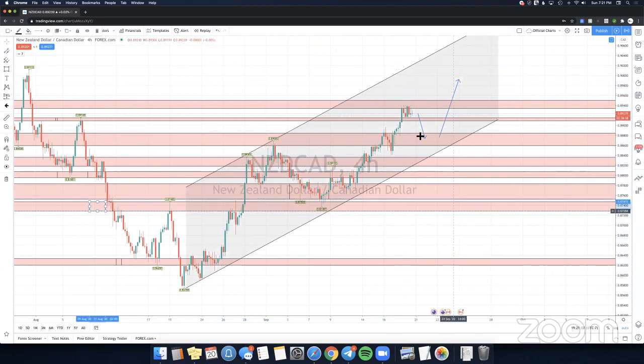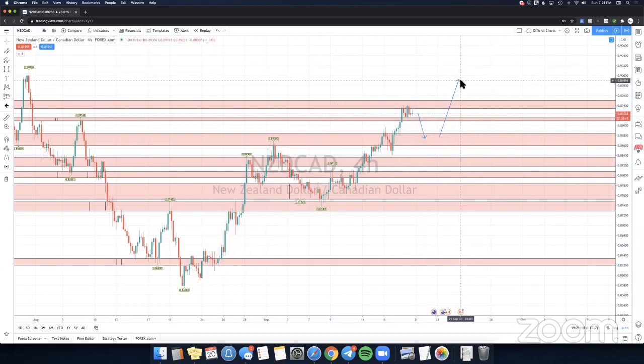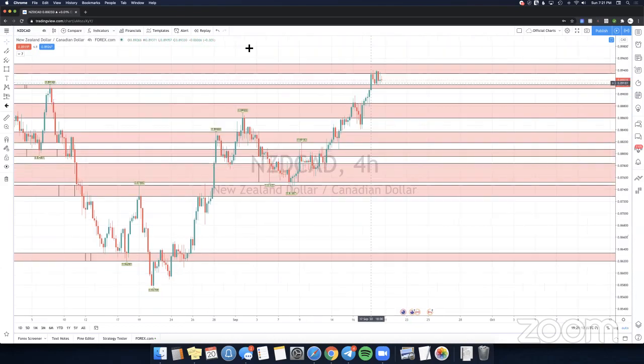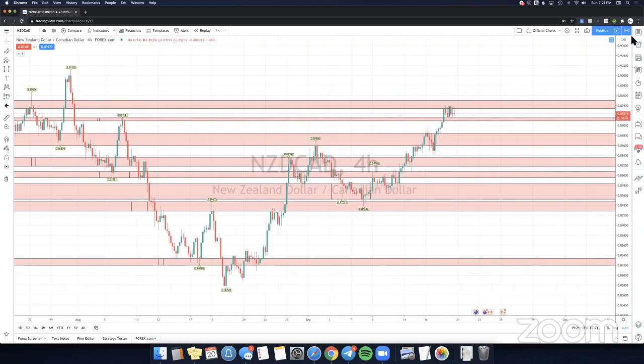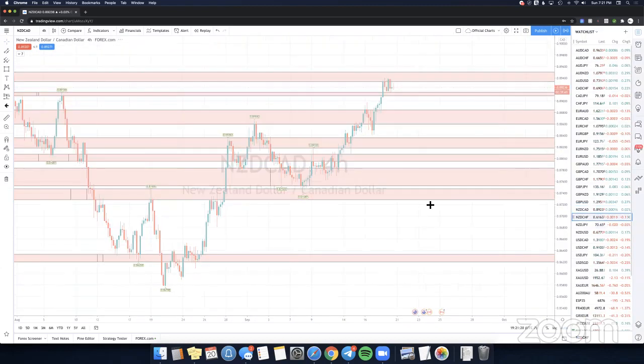See, so it's probably going to come down, establish a higher low and higher high, and then continue upwards. But I would wait for that confirmation above before you take this trade, because the last thing you want to do is enter a buy and then it ends up dropping because it has to establish a higher low. So that's NZD CAD, NZD CHF.